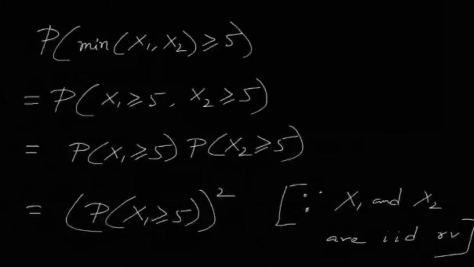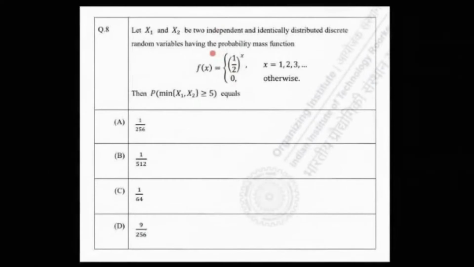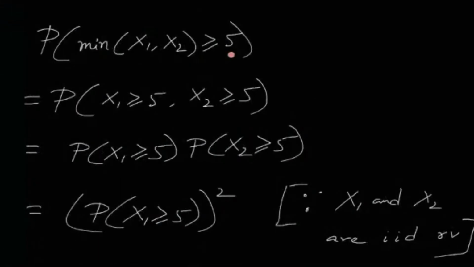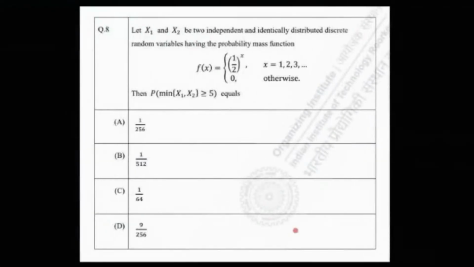It's a very easy problem. As long as you know the meaning of independent and identically distributed random variables, and as long as you can figure out that the minimum of x1 and x2 greater than or equal to 5 means both of them are greater than or equal to 5, it follows just from very basic logic. Then you can solve this problem. It's a very easy problem. So there you have it, the solution to this problem.